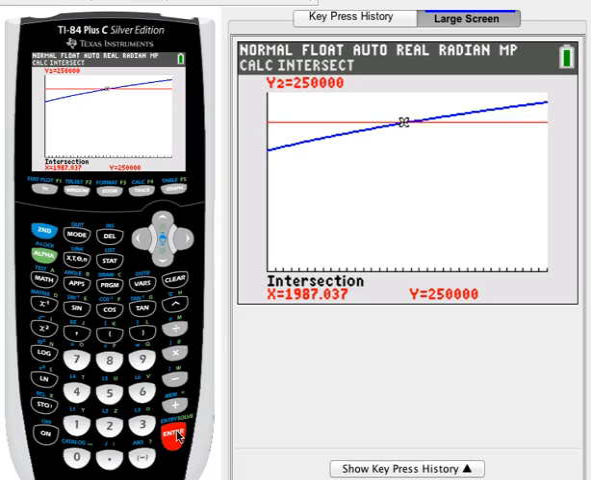Now, is this going to be important? Is this going to be something I test on? Well, I'm not going to assess you on this, but it's something cool that I want you to know, that your graphing calculator can do a lot more than you think. Okay, you don't have to do everything by hand. The calculator is very handy at solving certain things for you.